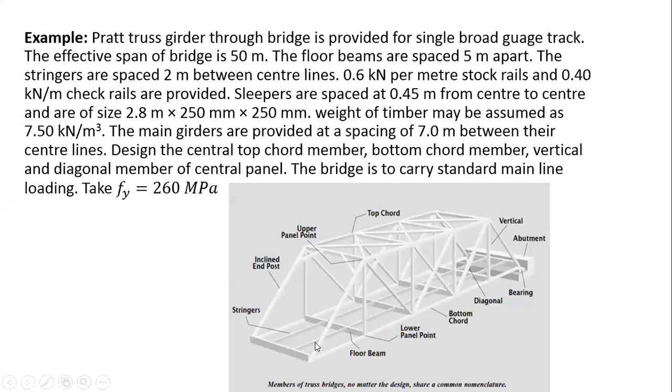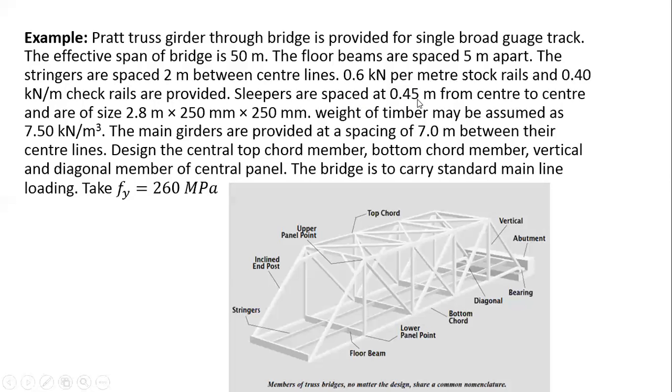Over these stringers, we have to provide the sleepers at regular intervals. And over the sleepers, we have to provide the railway track. Now, what is the next data? Next data is given as 0.6 kilonewton per meter stock rail and 0.4 kilonewton per meter check rails are provided. So the rails which are provided here for the movement of the traffic, the weight is given as 0.6 kilonewton per meter for stock rails and 0.4 kilonewton per meter for check rails.